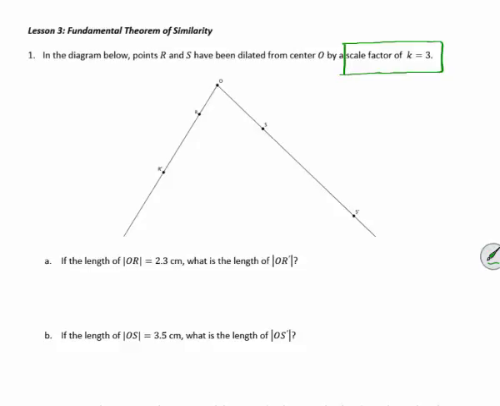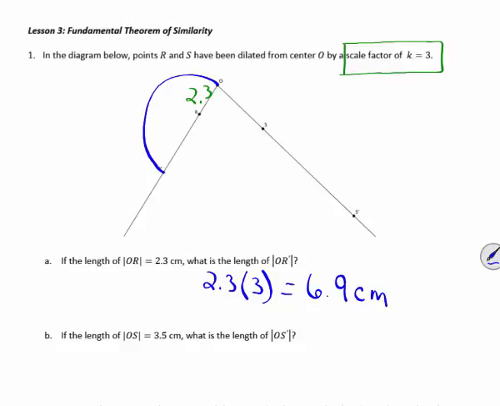So please outline that. If OR is 2.3, so they're saying this little piece right here is 2.3, we want to know what's the length of the big piece. In other words, I give you the pre-image, and we're trying to find the image. So in order to do that, we're going to take our 2.3 and multiply it by 3. So that should give me 6.9 centimeters. All right, that was what we did yesterday. We did it the day before, right? You multiply by your scale factor.